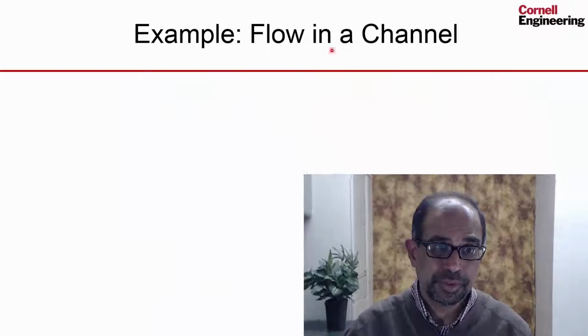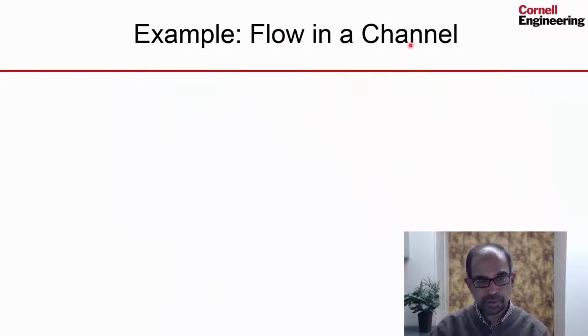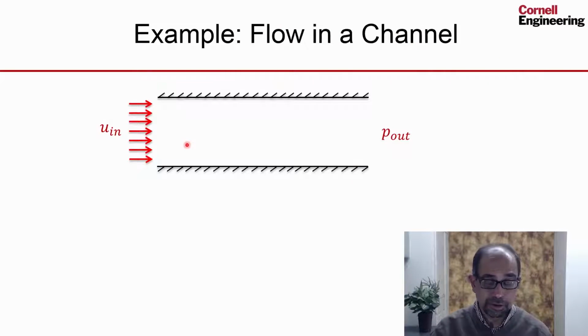Here's a problem we will use to understand the basics of the finite volume method: flow in a channel, and schematically that flow looks like this. So we have two parallel walls, one at the top and one at the bottom. We have uniform flow coming in, and at the exit we have the pressure. And typically where you have the flow leaving the flow domain, you specify the pressure.